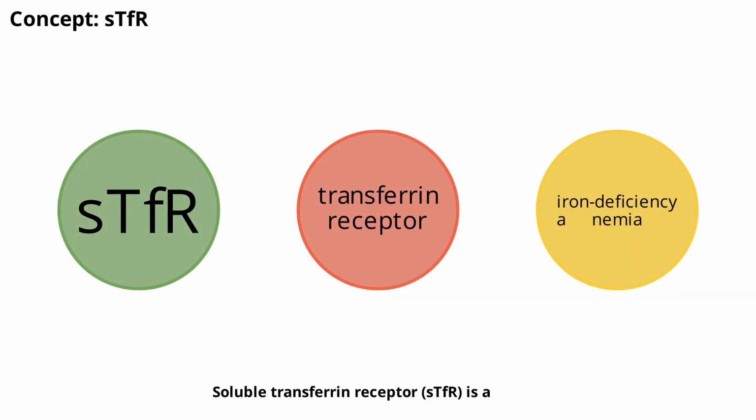Soluble transferrin receptor, STFR, is a laboratory marker that increases in iron deficiency anemia. It reflects the body's attempt to capture more iron by increasing the number of transferrin receptors. STFR helps distinguish iron deficiency anemia from anemia of chronic disease, where STFR is usually normal.